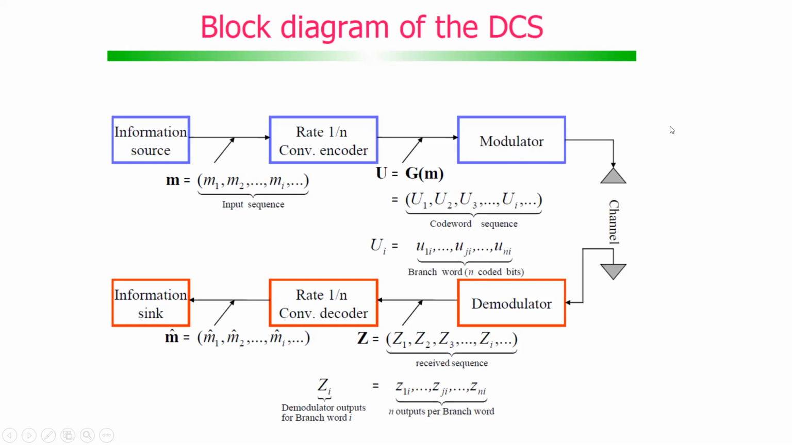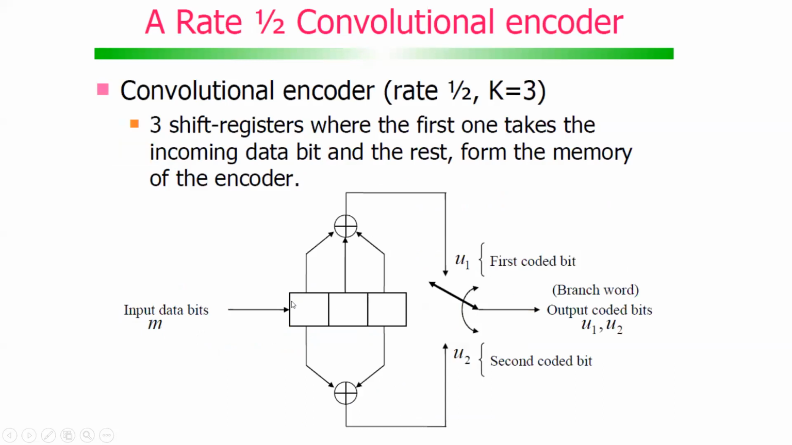After that, it is modulated and sent across the channel. At the receiver end, it is received here and demodulated, and this is the received sequence. This was the code word sequence that was transmitted. This is the received sequence. We will pass it through a decoder and try to extract the estimate of the message vector. So this is the general block diagram where the convolutional encoder and the convolutional decoder will be used. So let's take an example here, and then the things will be very clear.